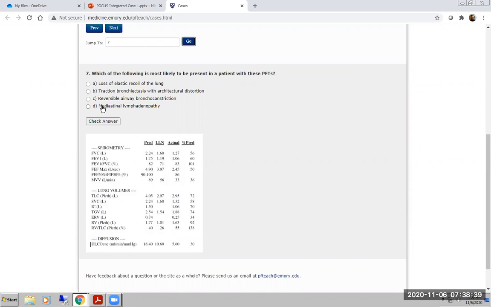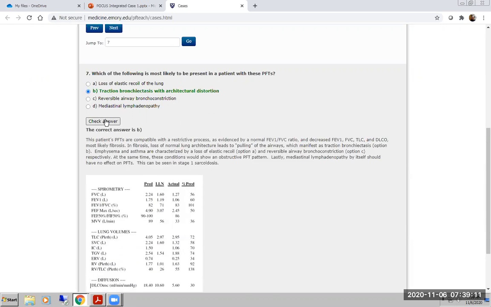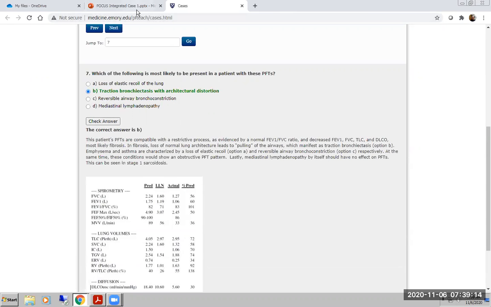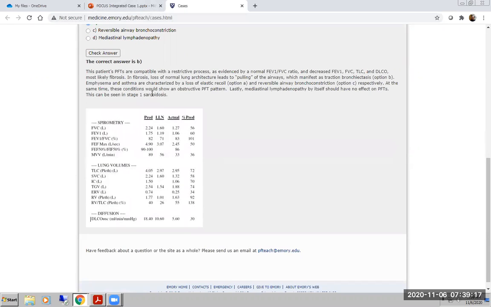If you had enough mediastinal lymphadenopathy to really be obstructing your airway, this is where your flow loops would be helpful. What would you expect to see on your flow volume loops? That first graph I showed you. You'd probably see attenuation of expiration and inspiration, I would guess. But it would have to be pretty bad. This would be mild mediastinal lymphadenopathy. Shouldn't do a whole lot. And so in this case, it's B.